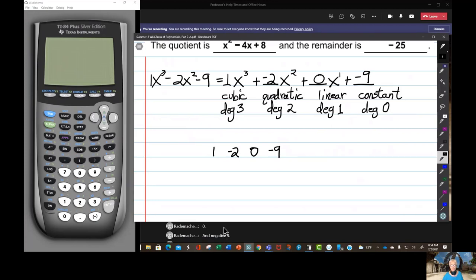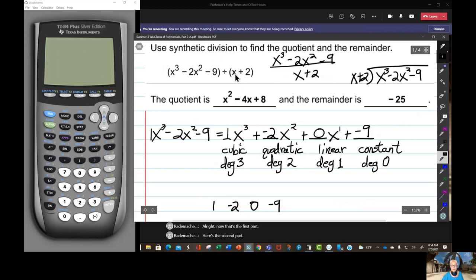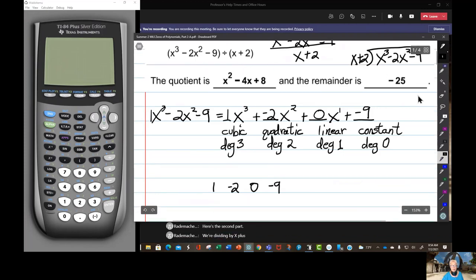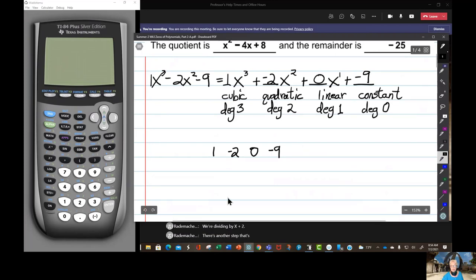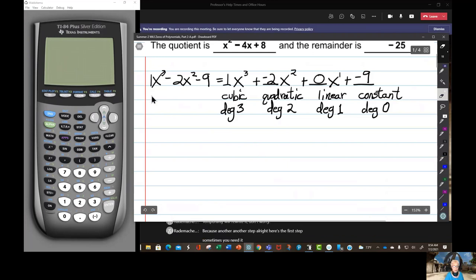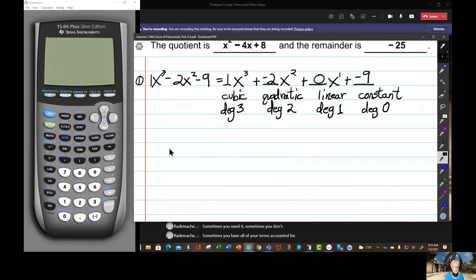All right, now that's the first part. Here's the second part. We're dividing by x plus 2. There's another step that's very important, so I'm going to erase this temporarily. We'll rewrite it, don't worry. Here's the first step. Sometimes you need it, sometimes you don't. Sometimes you have all of your terms accounted for. But when you don't, you have to do this.